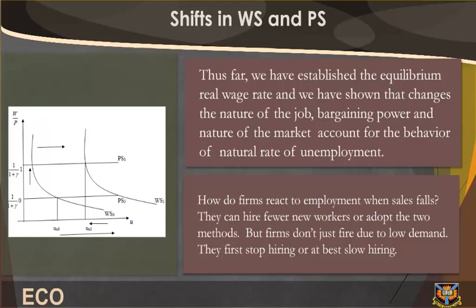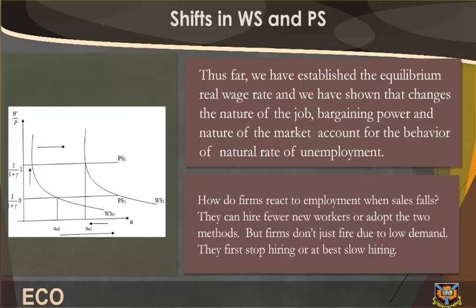Thus far, we have established the equilibrium real wage rate, and we have shown that changes in the nature of the job, bargaining power, and nature of the market account for the behavior of the natural rate of unemployment. How do firms react to employment when sales fall? They can hire fewer new workers or adopt the two methods.